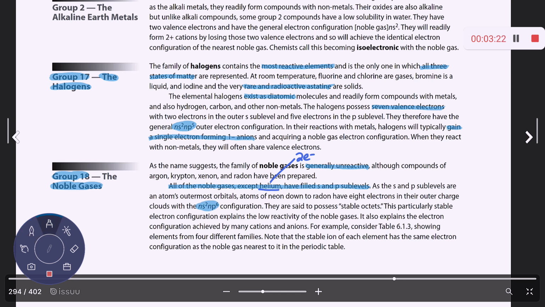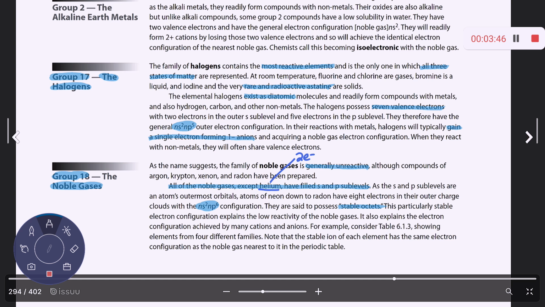Generally speaking, their electron configuration ends on ns2, np6. They all have stable octets, meaning 8 valence electrons in their outermost shell, except for helium. And that's the reason why they have no interest in reacting with something else, because they're completely stable. Okay? Okay, let's take a look at the next page.